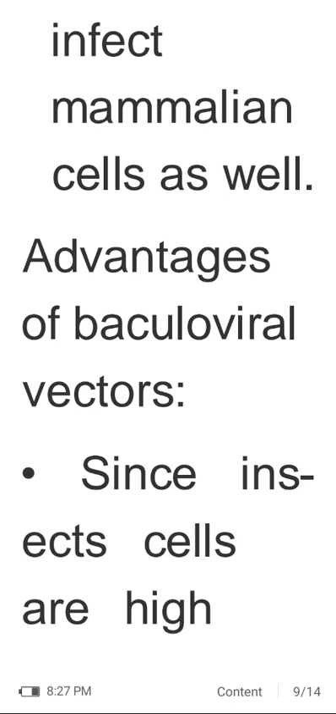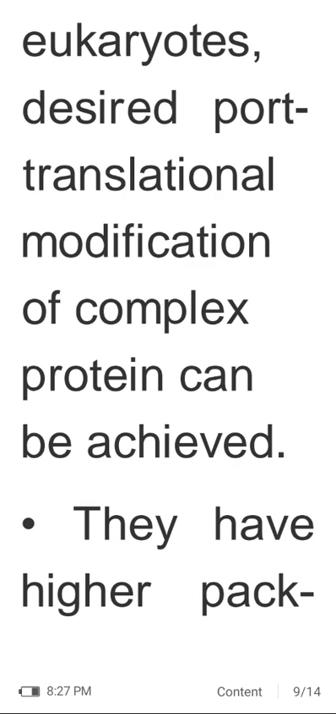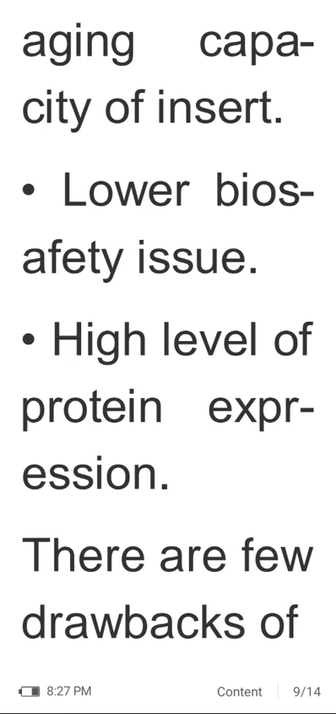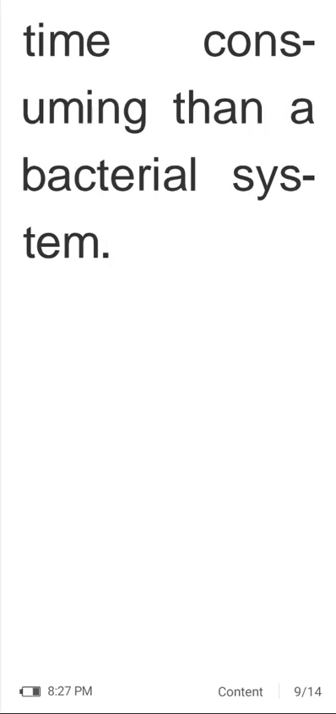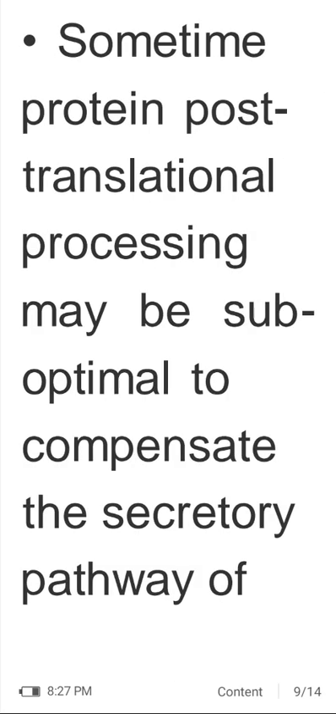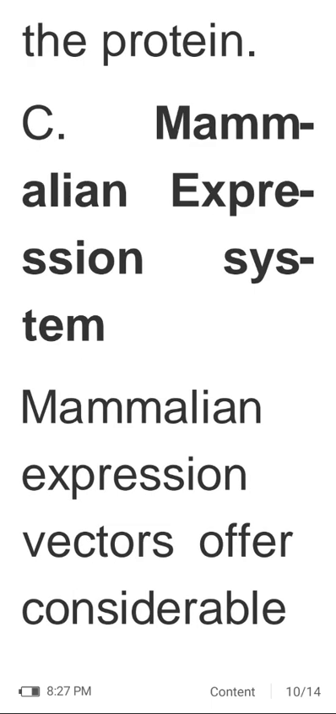Advantages of baculoviral vectors: since insect cells are higher eukaryotes, desired post-translational modifications of complex proteins can be achieved. They have higher packaging capacity for inserts, lower biosafety issues, and high levels of protein expression. There are a few drawbacks of baculoviral vectors, such as foreign protein expression using an insect system being more complex and time consuming than a bacterial system. Sometimes protein post-translational processing may be suboptimal, failing to compensate for the secretory pathway of the protein.